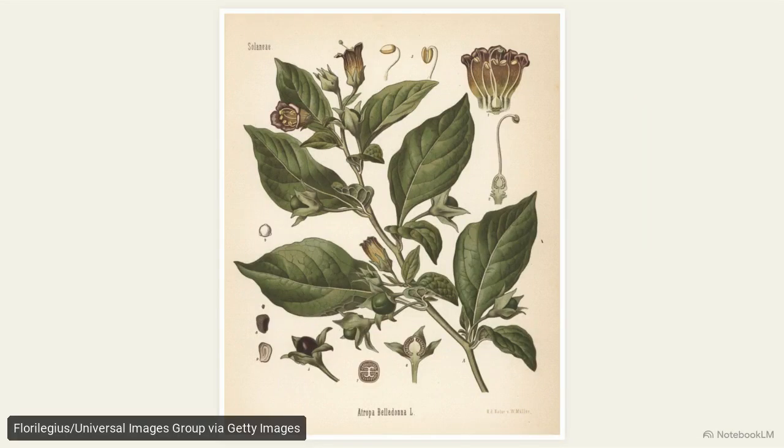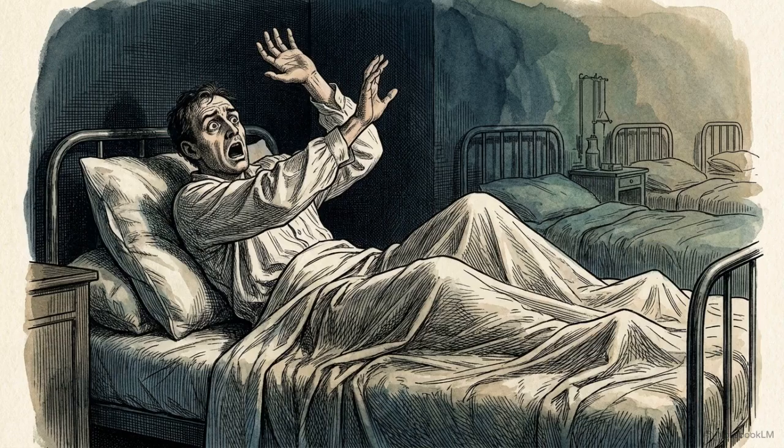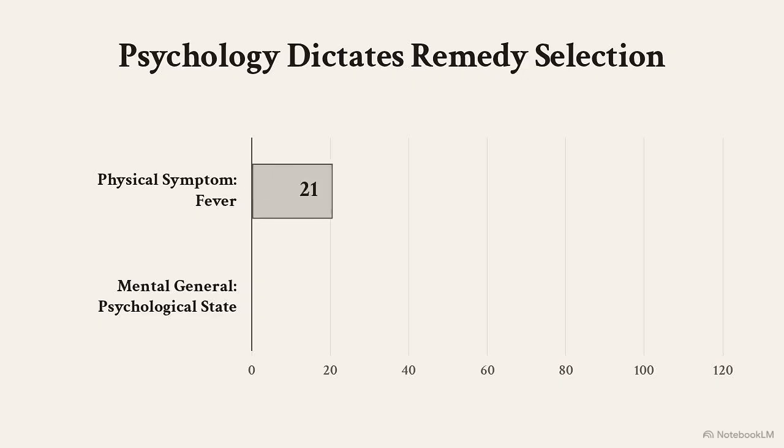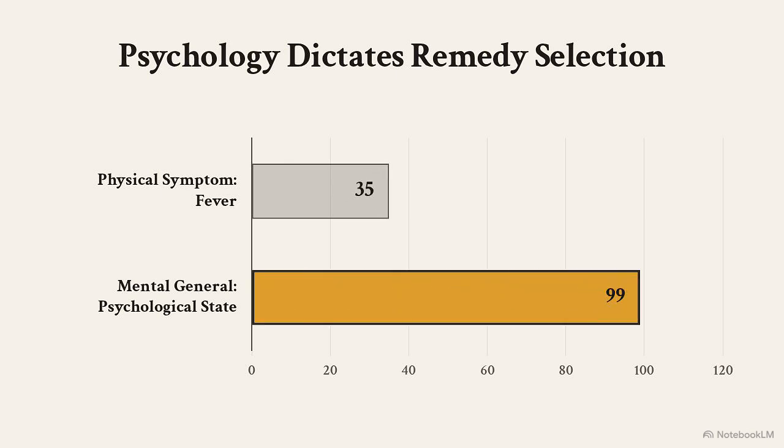This state differs significantly from the mental state required to prescribe belladonna for a similar fever. Belladonna's psychological profile features violent delirium, hallucinations of animals, and a drive to strike, bite, or escape. In this framework, the physical fever is secondary. The prescribing factor is whether the psychological state is rooted in fear or violence.